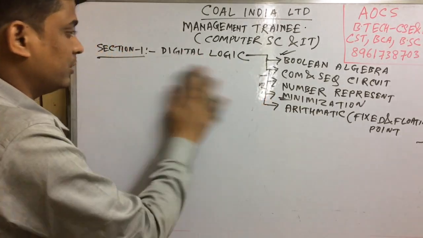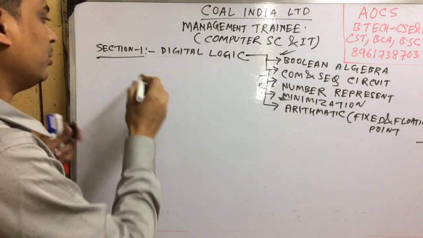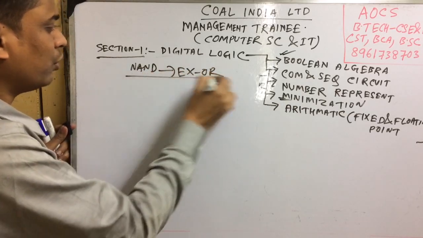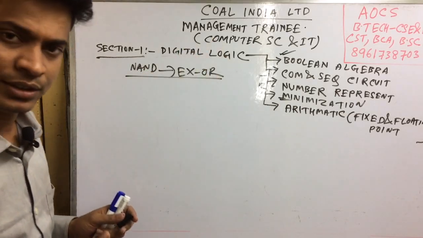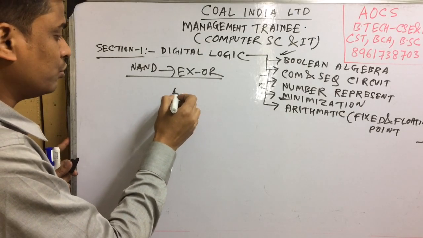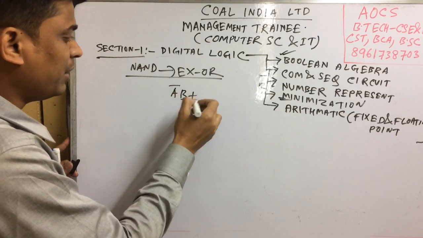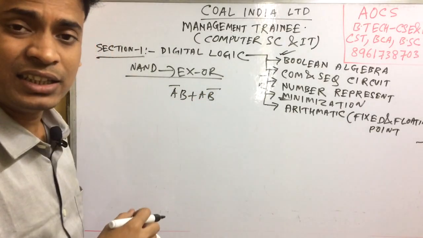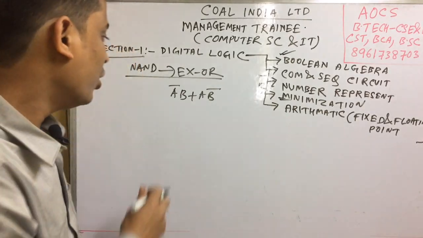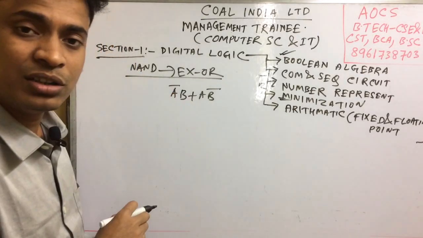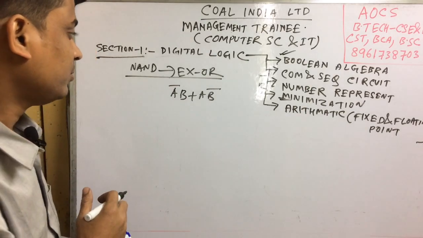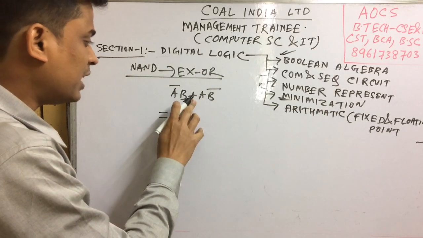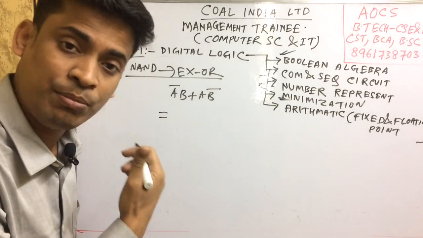Now I am studying NAND to XOR gate conversion, NAND gate to XOR gate. If you follow this example, then you can convert any gate. So at first you must know the XOR gate output: A bar B plus A B bar. But the NAND gate can't accept any OR or plus symbol. It always accepts AND. So now we will convert this expression into AND format.